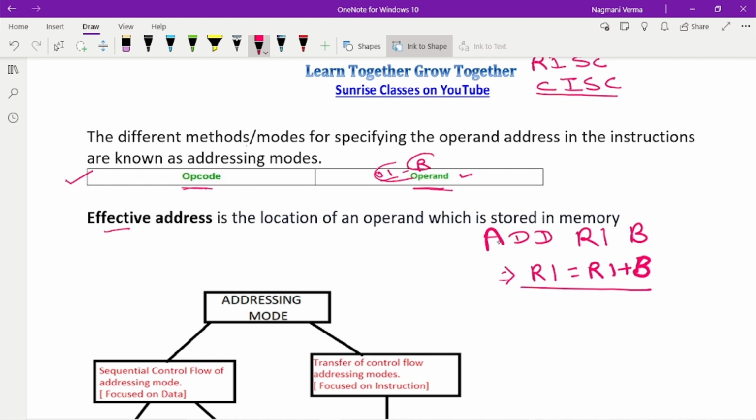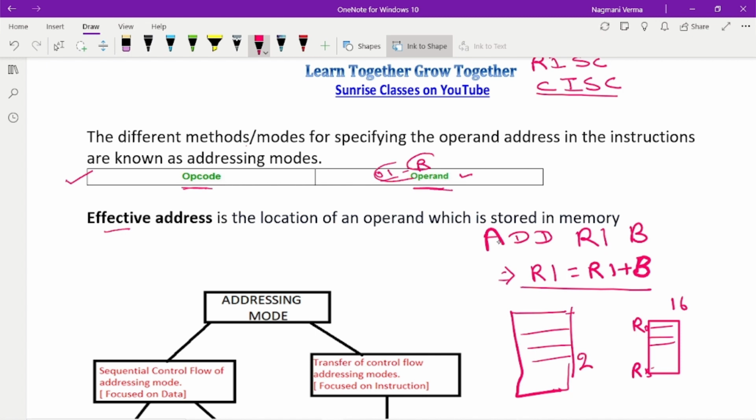So in computer, what is happening, there will be RAM, and there will be a set of registers. So for example, we have 16 registers. 16 general purpose registers will be there, starting with R0 to R15. And here there is a memory of 2 to the power 20, for example. So this is the size of this RAM.